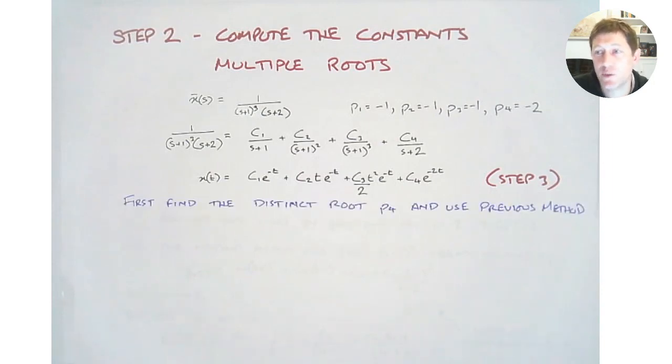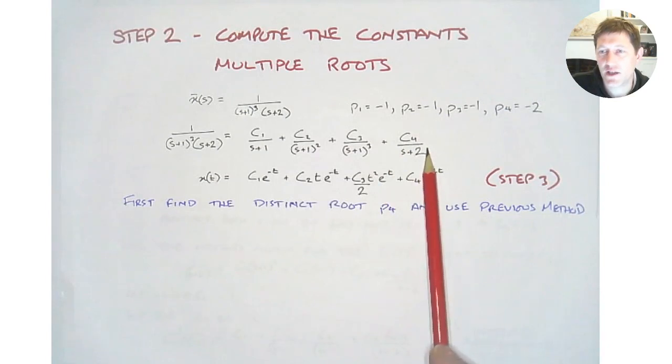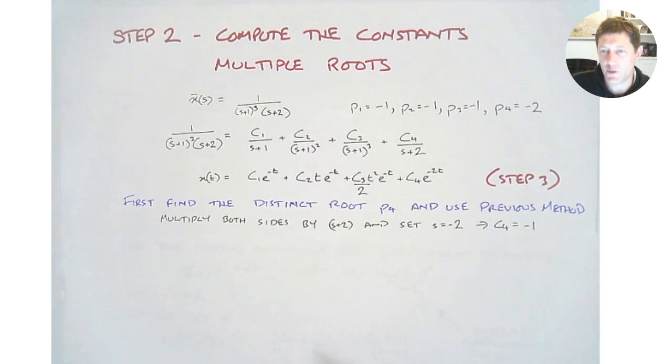Well, there are two things that we can do which are just the same as before. This fourth one here, that's a distinct root, and so the same method we had for the distinct roots before, that will work again. So we can find the distinct root p4 and use the previous method. So you multiply both sides of the equation by s plus 2, set s equal to minus 2, and then that will deliver the result that c4 is equal to minus 1, and you can check that for yourselves.